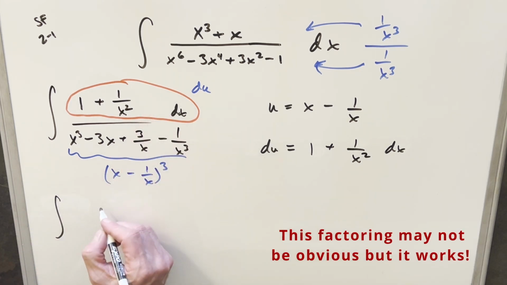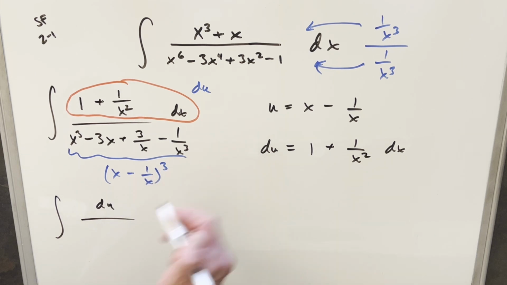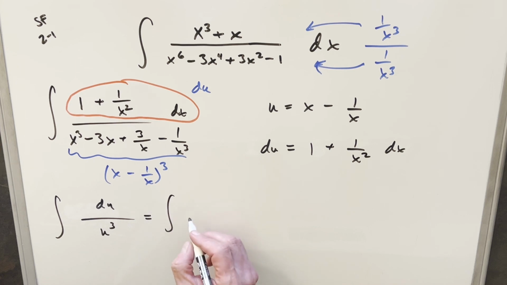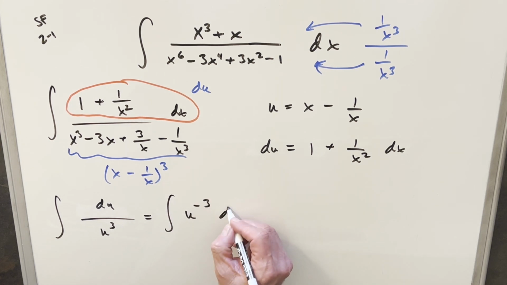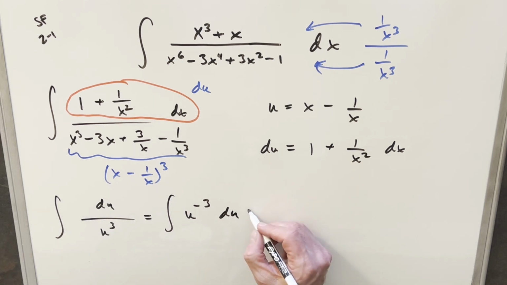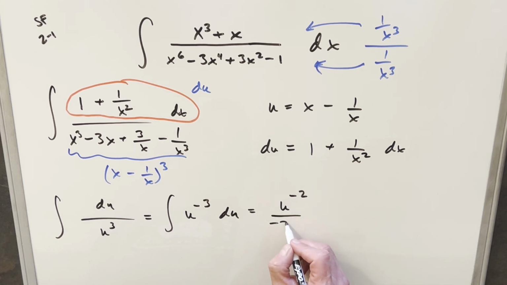So now I'll go ahead and substitute this. First we have our du in the numerator, and the denominator is just going to become u cubed. I want to bring this into the numerator so I can use the power rule, so this becomes u to the minus 3 du, and then I'll just integrate it. We end up with u to the minus 2 over minus 2.